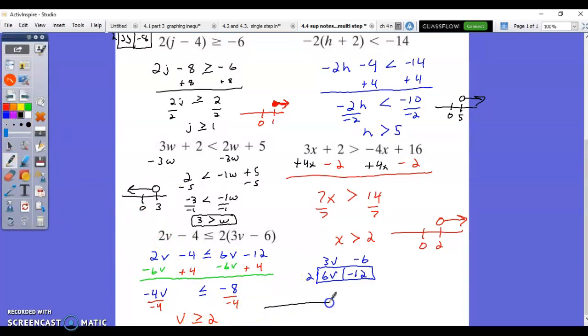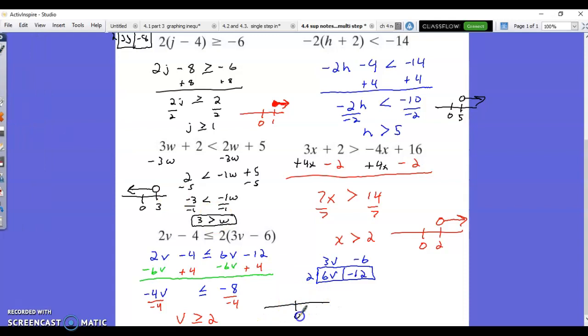To graph that, put 0, indicate 2 to the right, filled in circle, v is greater than, so we're going this way.